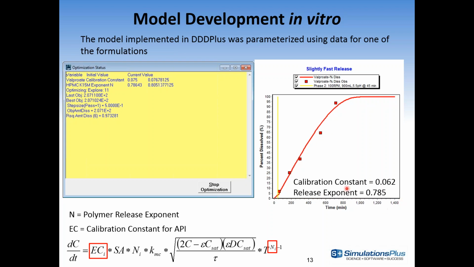We obtained a release exponent of about 0.78, which is very normal for swellable matrix formulations. Typically for these types of matrix formulations, you will get a power law constant between 0.5 and 1, which indicates that it is swelling and it's a swellable HPMC matrix formulation.